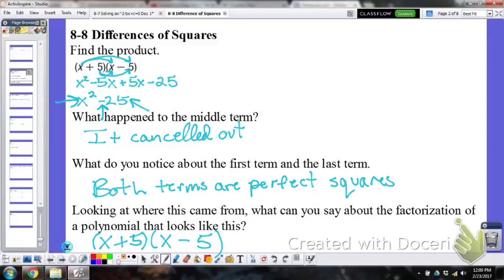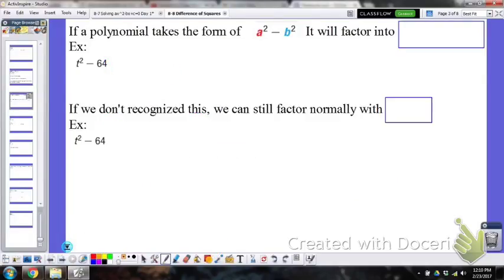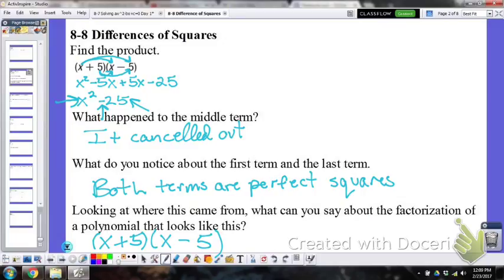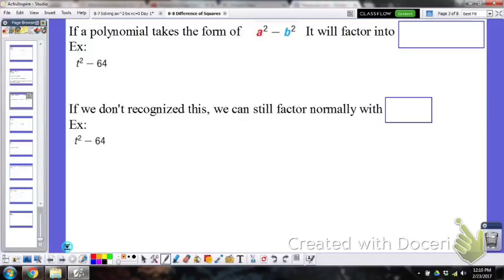And what we have here, ladies and gentlemen, this x squared minus 25, is what we call a difference of squares. If we have a polynomial that takes the form a squared minus b squared, we call it a difference of squares. It's going to factor into two binomials. The square root of the first term goes in the first spot, so a and a. Since it's a minus in the middle, we know our signs need to be opposite of each other, so plus and minus. And then the square root of the second term, b and b.